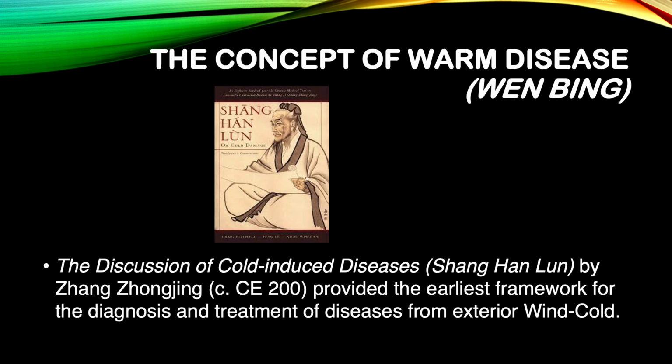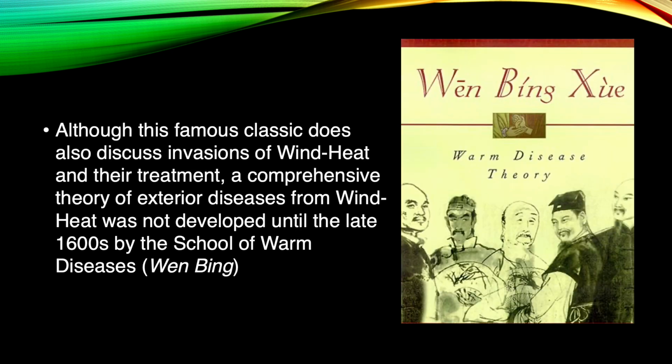The discussion of cold-induced diseases, Shang Han Lun, by Zhang Zhongjing, provided the earliest framework for the diagnosis and treatment of diseases from exterior wind cold. Although this famous classic does also discuss invasions of wind heat and their treatment, a comprehensive theory of exterior diseases from wind heat was not developed until the late 1600s by the School of Warm Diseases, Wenbing.